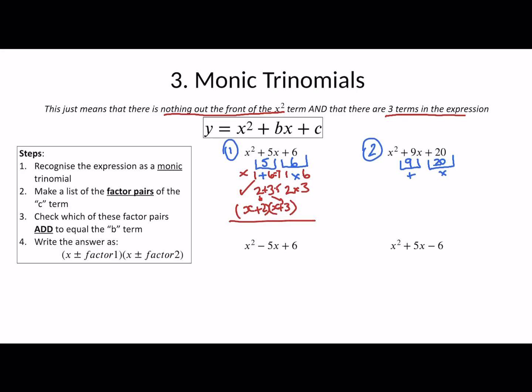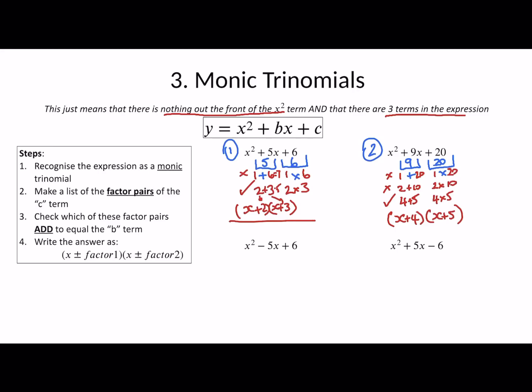All right, 1 times 20. Let's start at the bottom. That equals 20. Is 1 plus 20 equal to 9? No. 2 times 10 is 20. 2 plus 10 doesn't equal 9. 3 doesn't go into 20. 4 times 5, that's 20. 4 plus 5 is 9. Excellent, that's the one we want. So, brackets, x plus 4, close brackets, open brackets, x plus 5 is our answer.